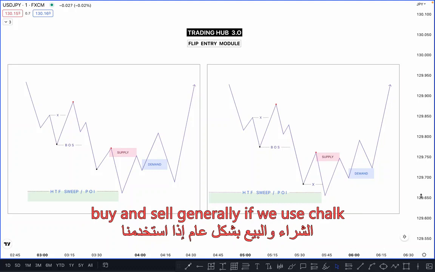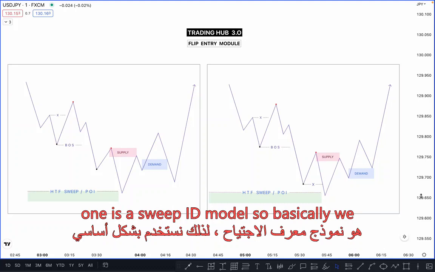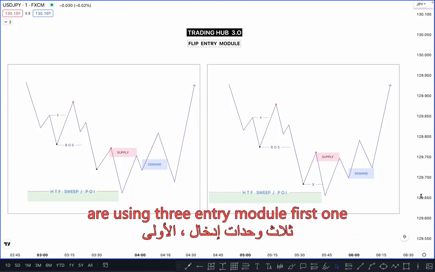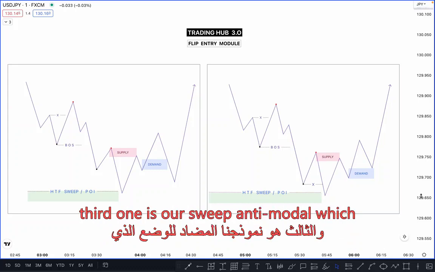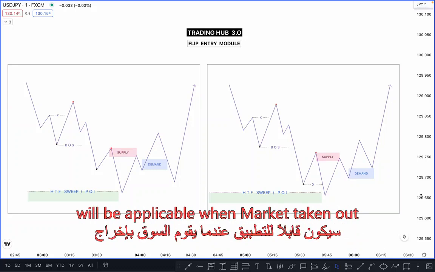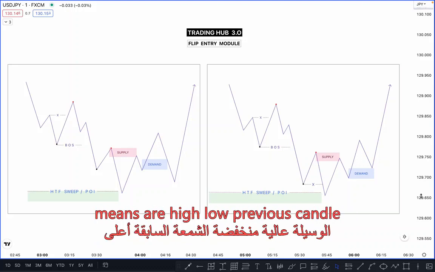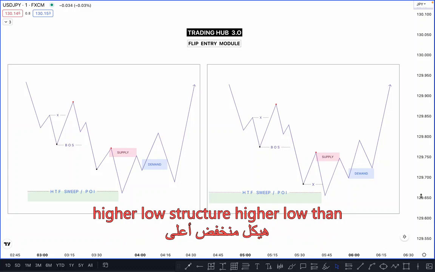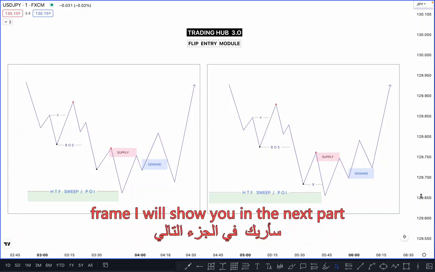Generally, we use the chalk entry module, the flip entry module, and the next one is the sweep entry module. So basically we are using three entry modules. The first one is chalk, the next one is flip, and the third one is our sweep entry module, which will be applicable when the market has taken out the liquidity. If the market has taken out the major high or low, previous candle high or low, structure high or low, then how you can sell in a lower time frame, I will show you in the next part.